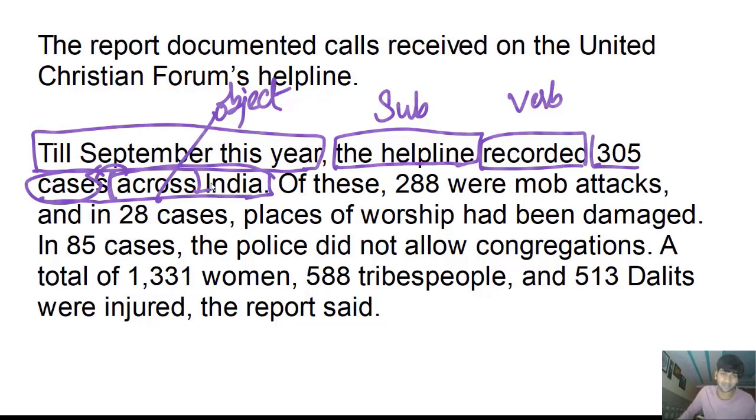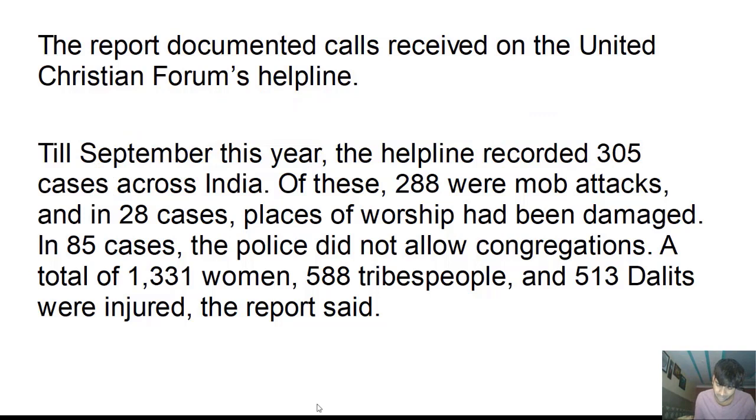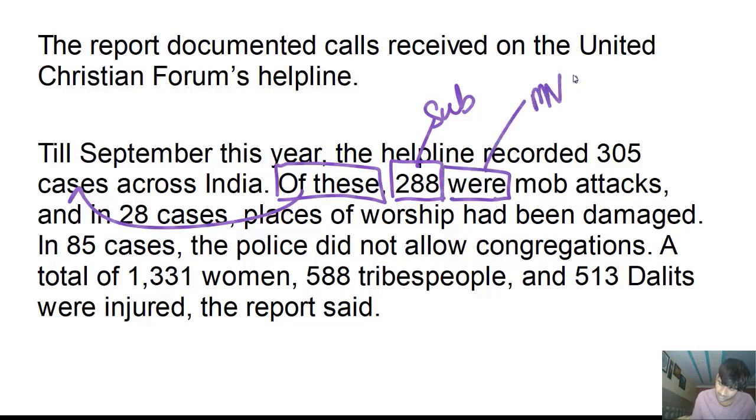So till September this year, the helpline recorded what? 305 cases across India. Of these cases, all right, of these is a prepositional phrase, of is the preposition, these is a demonstrative pronoun, these cases. 288, this is the subject, a number working as the subject. 288 cases were, this is the main verb, and it is a linking verb, all right.